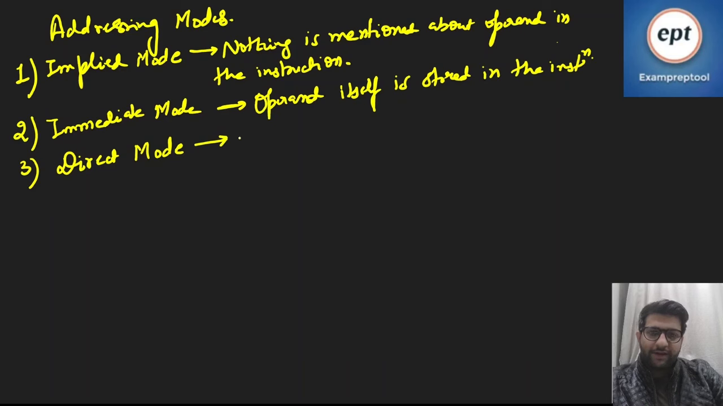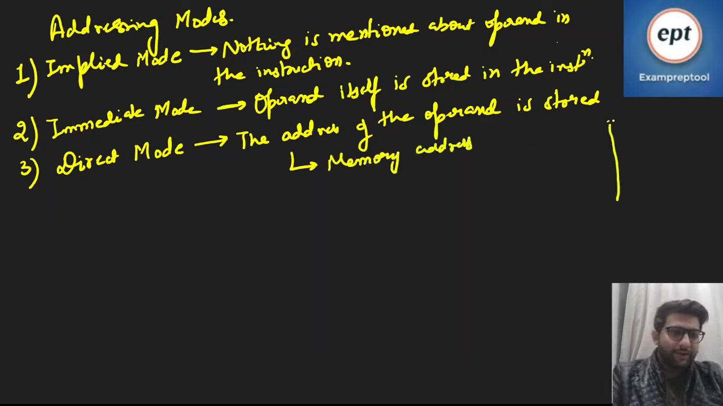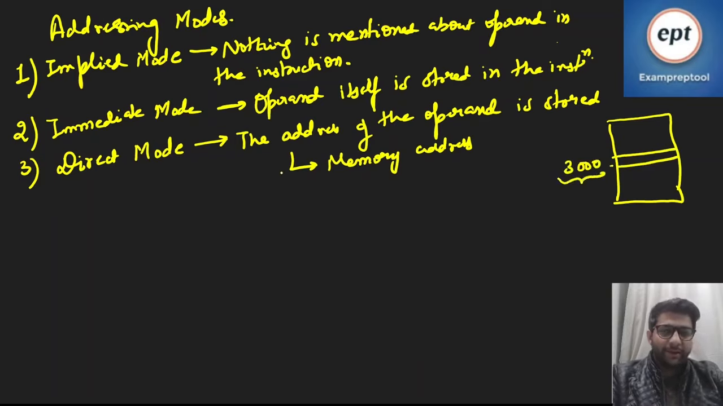The third one is the direct mode. The direct mode says that the address of the operand is stored. What type of address? The memory address. Right, so let's say if this is our memory and our operand is stored at, let's say, memory location 3000. So this 3000 value will be present inside the instruction, and the value will be stored at this particular memory location.